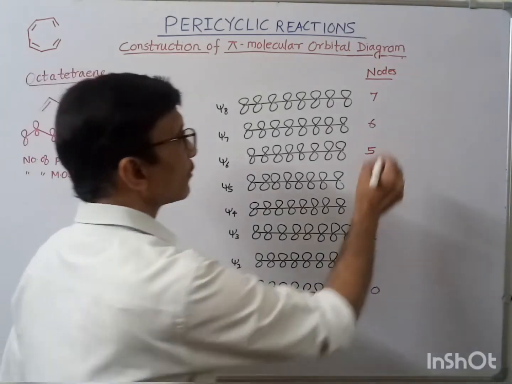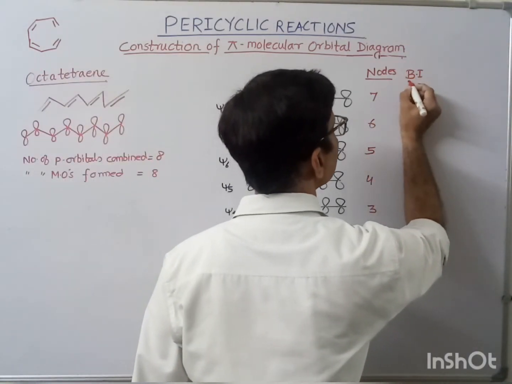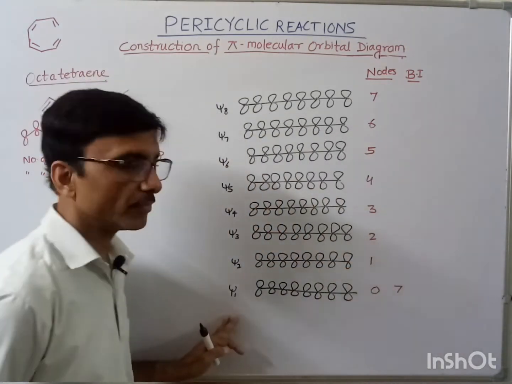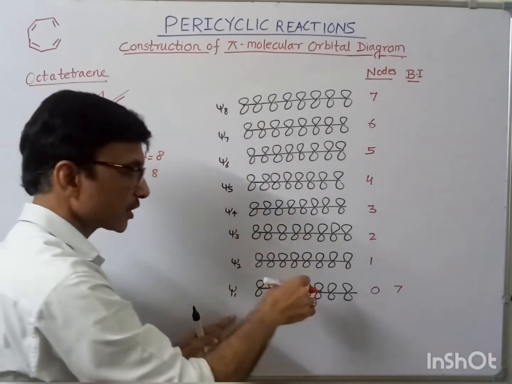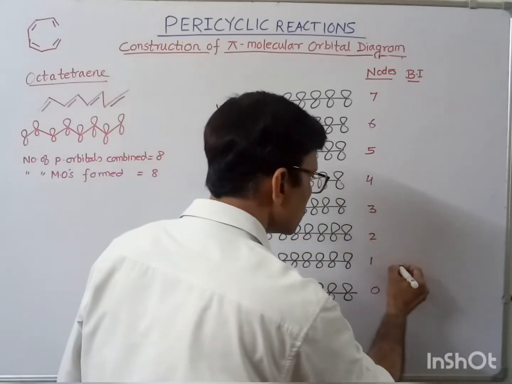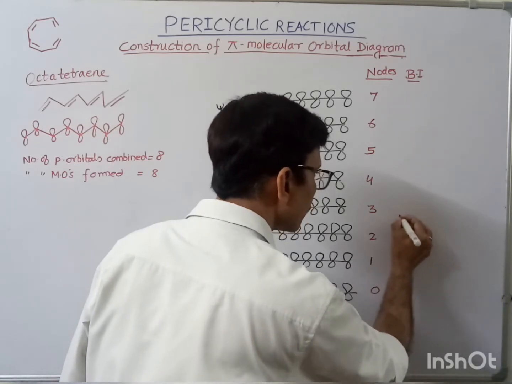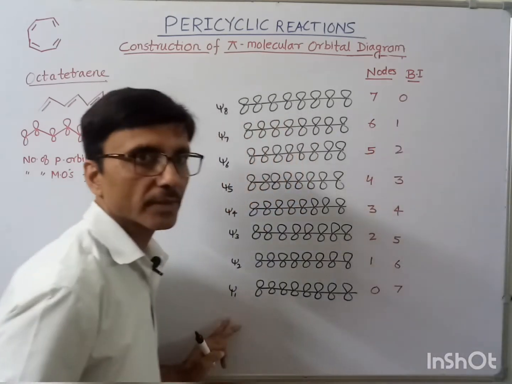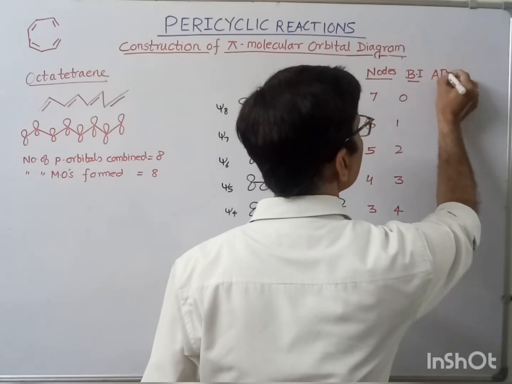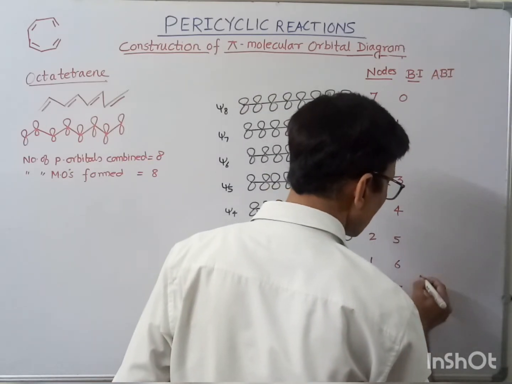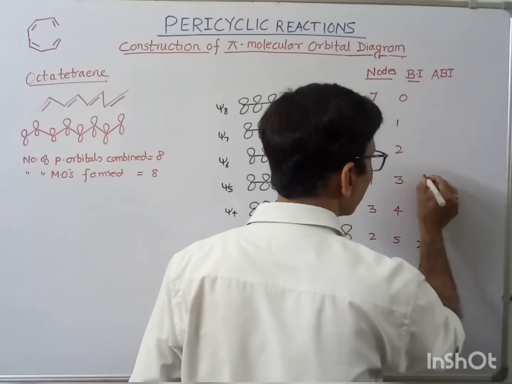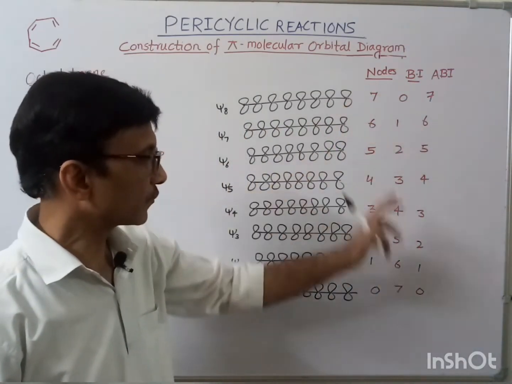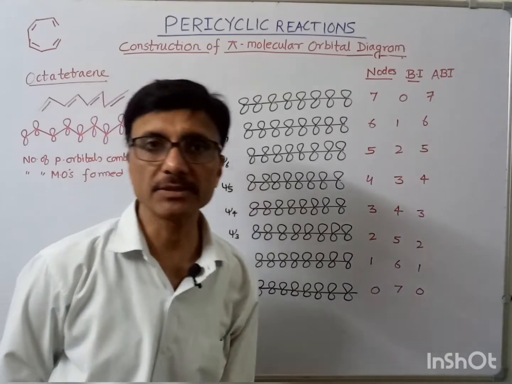Then write the bonding interactions. The number of bonding interactions will start with 7 here because 8 molecular orbitals are there. Start with 7 and decrease 1 by 1: 6, 5, 4, 3, 2, 1, 0. Anti-bonding interactions start with 0, 1, 2, 3, 4, 5, 6, 7. Okay, bonding goes from 7 to 0, and anti-bonding from 0 to 7, like this.